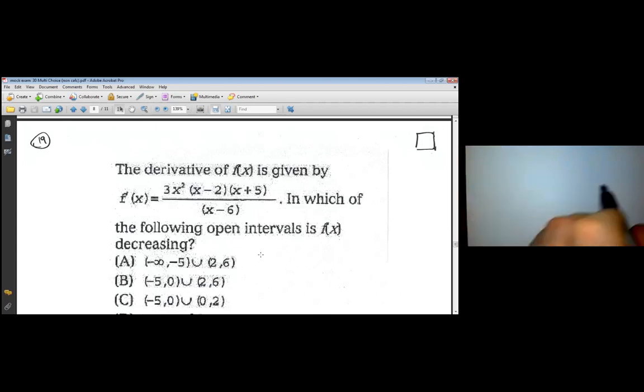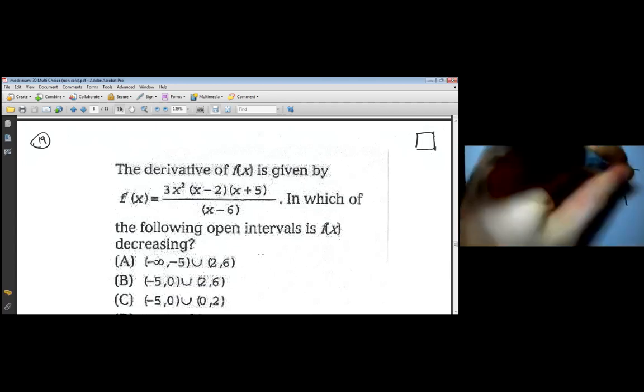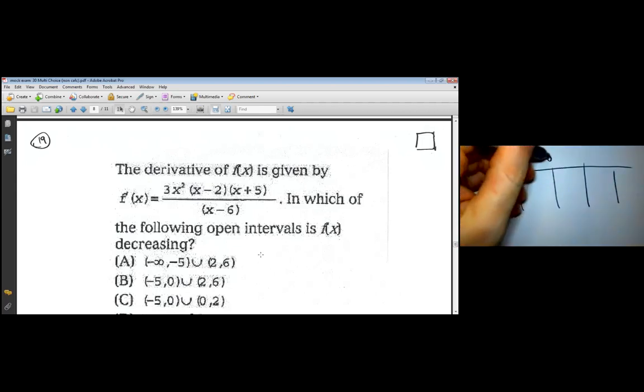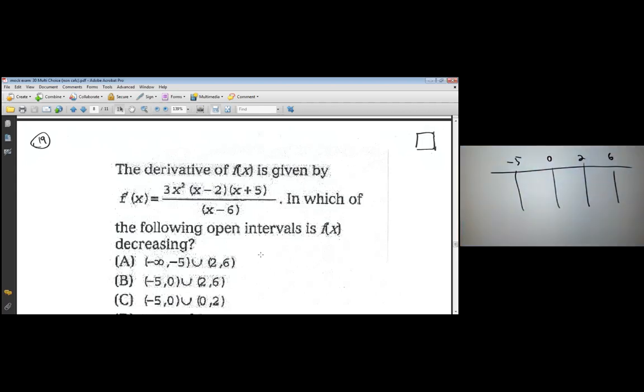So things that would make this derivative 0 or undefined would be if you have all 4 of those quantities set equal to 0. So that would be like, what do we got? 0, 2, -5. So -5, 0, 2, and 6. And then you want to do your test around that. So this is going to take us some time.